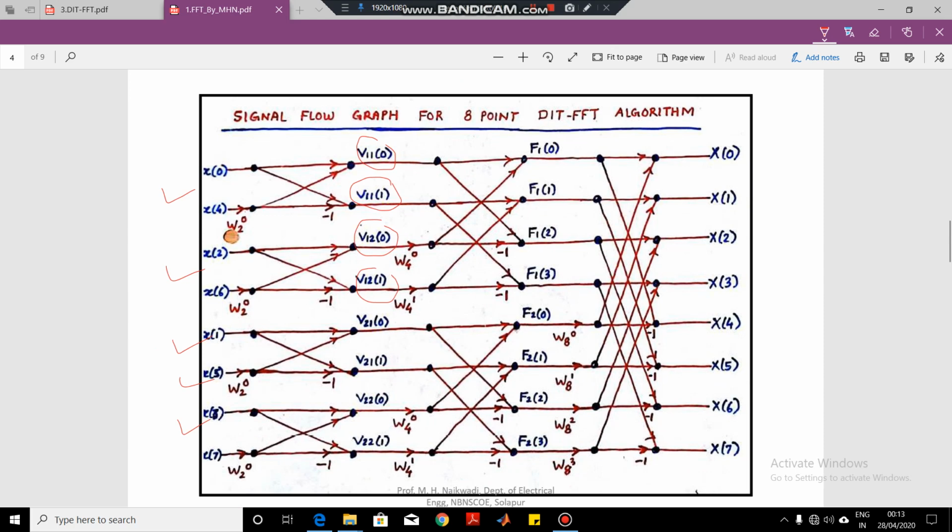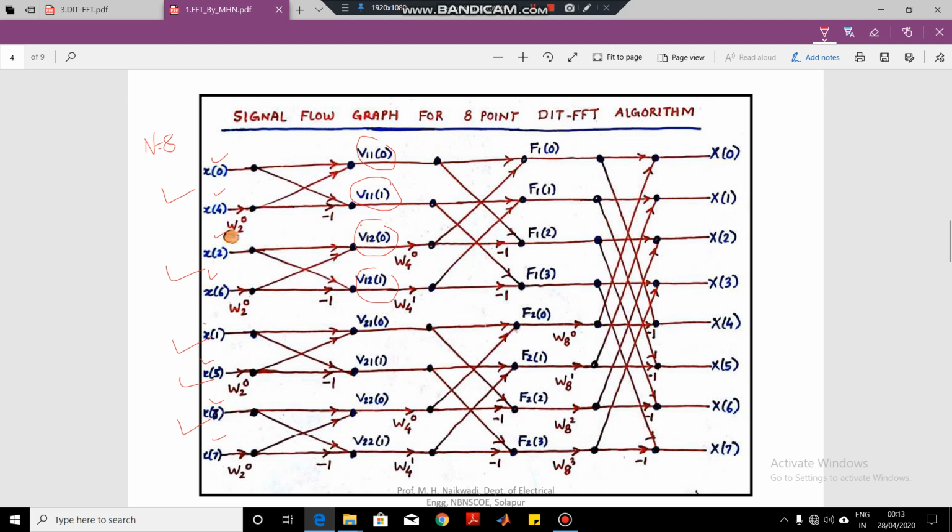Now each butterfly will give two outputs. So these are the two inputs. This time domain sequence x of 0, x of 4, x of 2, x of 6, x of 1, x of 5, x of 3 and x of 7 are the bit reversed input. Now these input samples are given as input to each butterfly. We require 4 butterflies since N is equal to 8, so the sequence is of length 8, and each butterfly has 2 inputs. So we require 4 butterflies at the input.